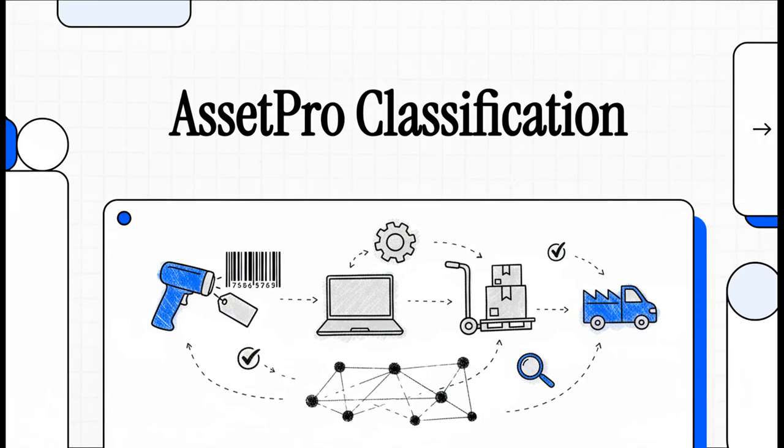Welcome to AssetPro. In this quick explainer, we're going to walk through how the system classifies and tracks all of our company's physical assets. By the time we're done, you'll see the whole picture, from a new item showing up at our door to it getting its own unique code in the system.